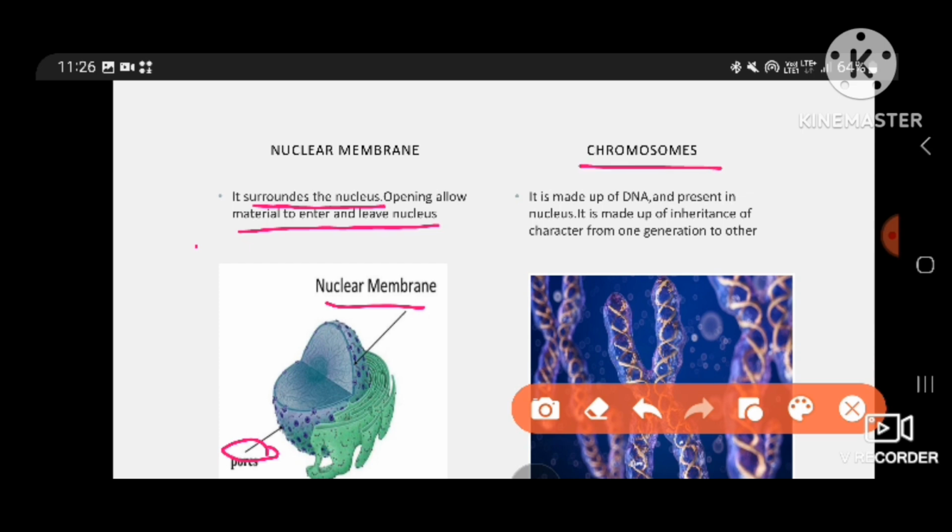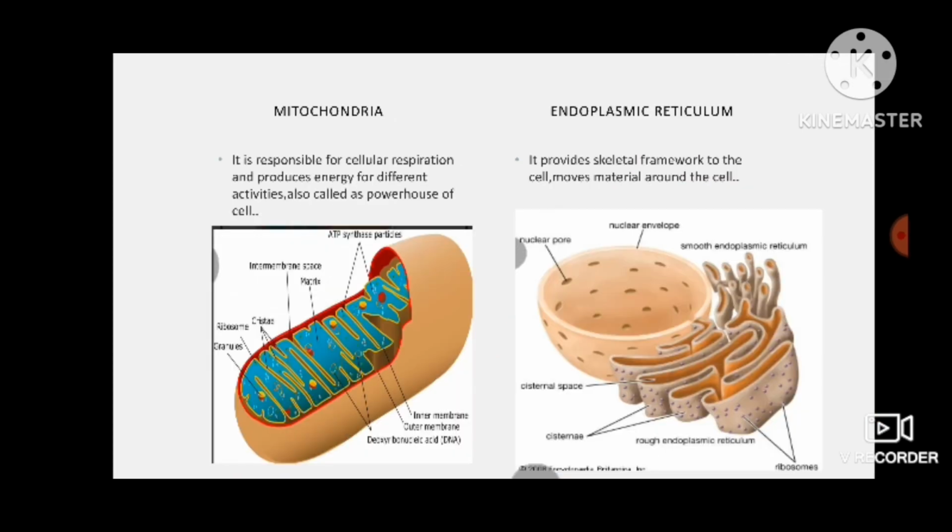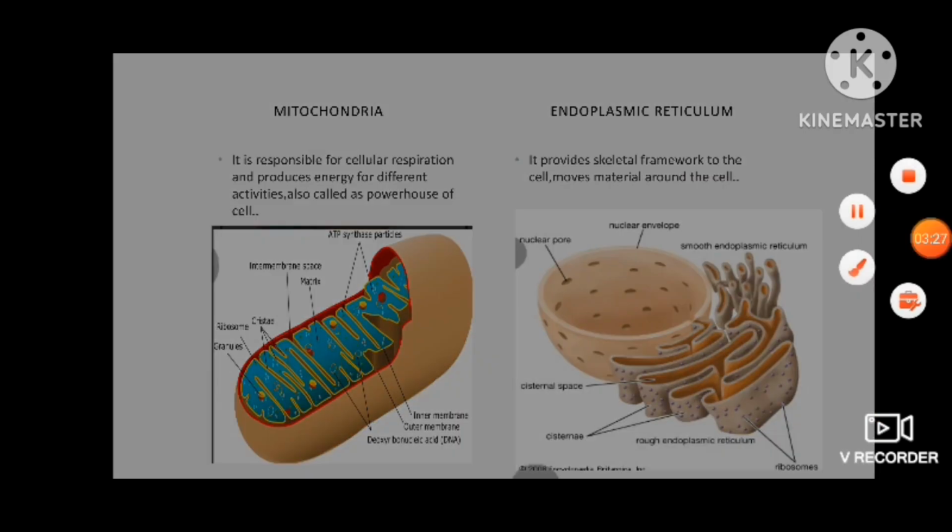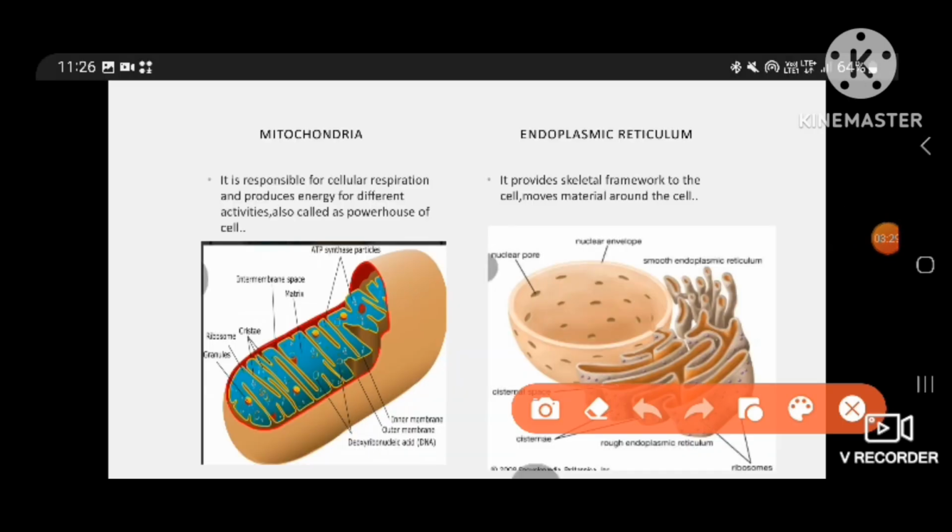The other one is the chromosomes. They are made up of DNA and are present in the nucleus. They are responsible for the inheritance of characters from one generation to the other. This is the diagram of a chromosome. The other one is the mitochondria. The mitochondria is responsible for cellular respiration and produces energy for different activities, and is also called the powerhouse of the cell. This is the diagram of mitochondria.